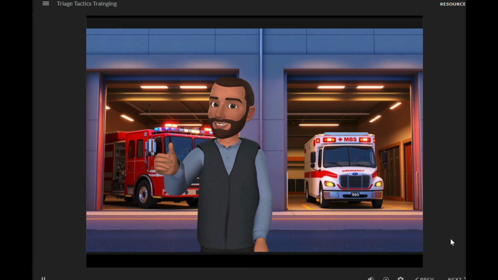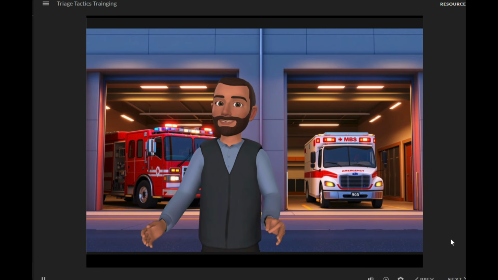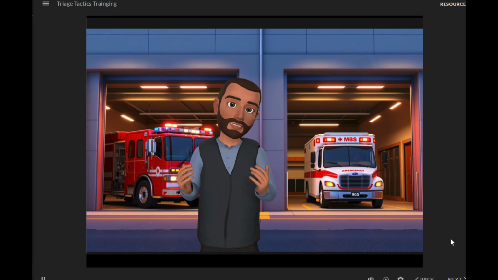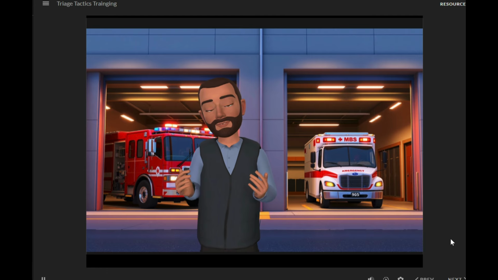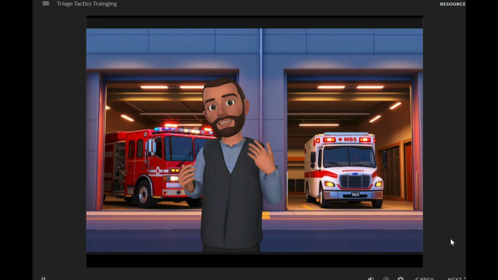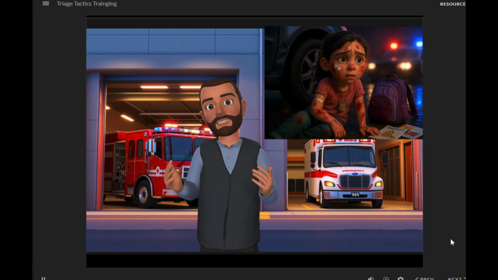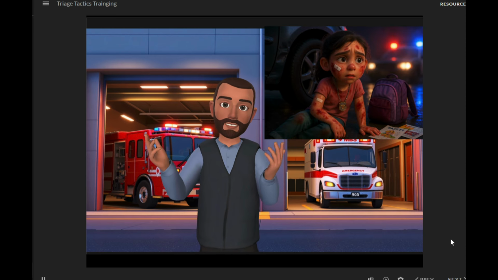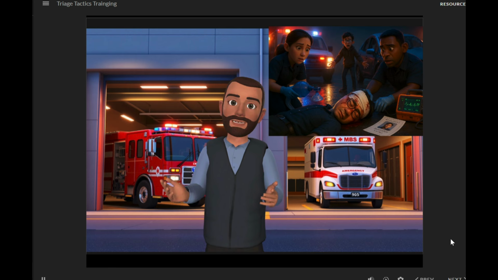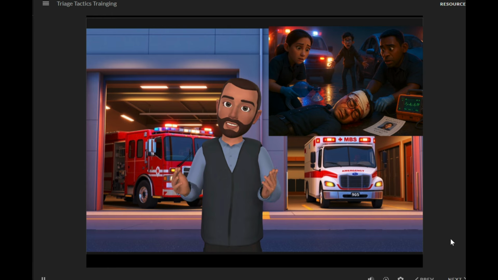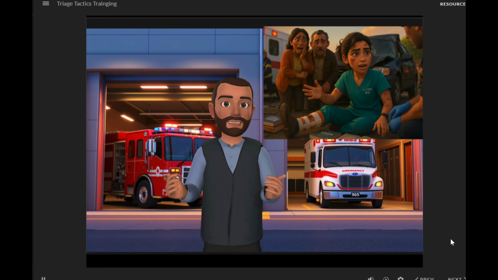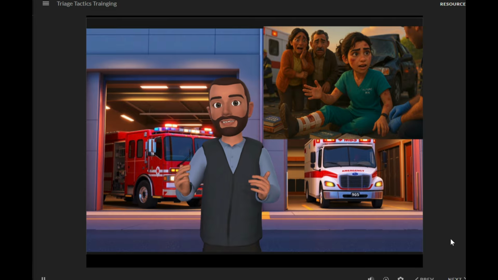Outstanding work. You've just completed a dynamic retriage scenario in a mass casualty incident. Let's review what you learned. You performed initial triage on 3 patients, then monitored them as conditions changed. Sarah escalated from green to yellow with early shock symptoms. Robert escalated from yellow to red when he lost consciousness and airway protection. Maria escalated from yellow to red with a tension pneumothorax.